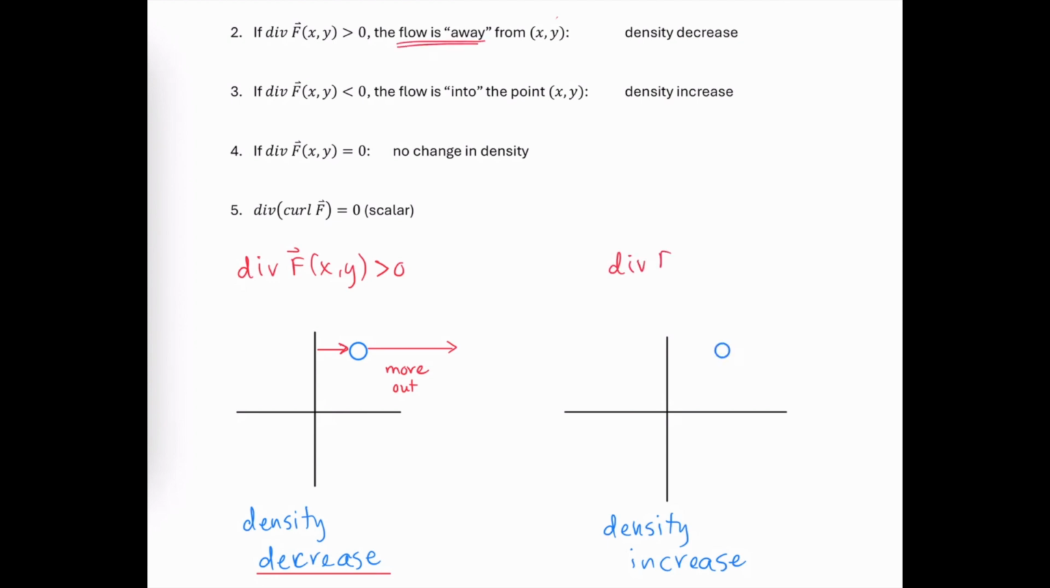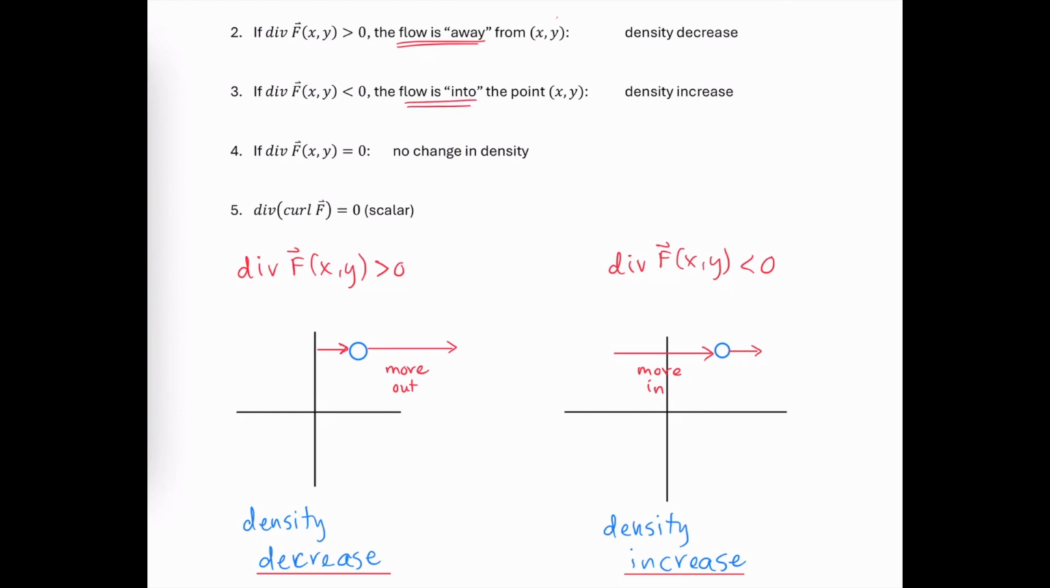If the divergence of that vector field evaluated at a particular point turns out to be negative, in this situation we'll see an increase in density. The vectors flowing into that point are greater than the ones that are flowing out. We have more going in than going out, and we can think about that flow as going into that point.